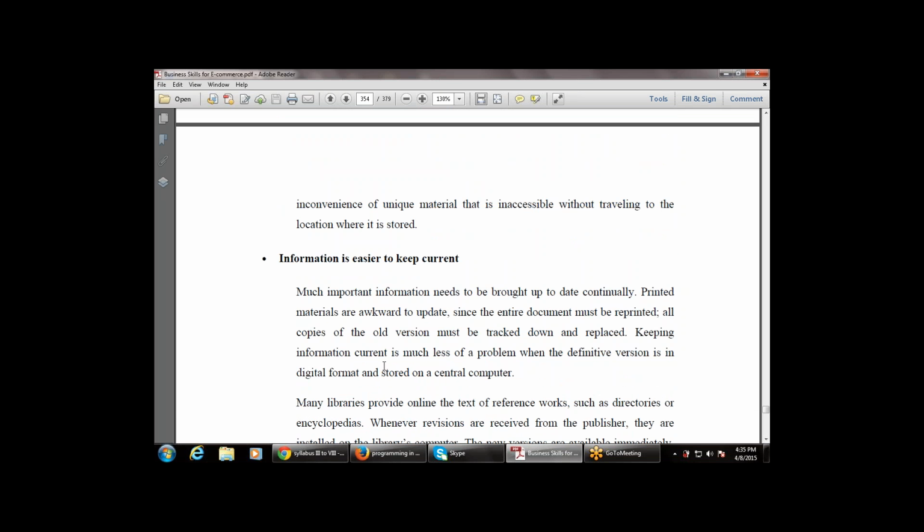Then, information is easier to keep current. In a digital library, it is a very easy process to update the information. If there is any update, any announcement, or any change in policy rules, the information is easy to upload on the digital library. So information is easier to keep current, that is, information can be easily updated.